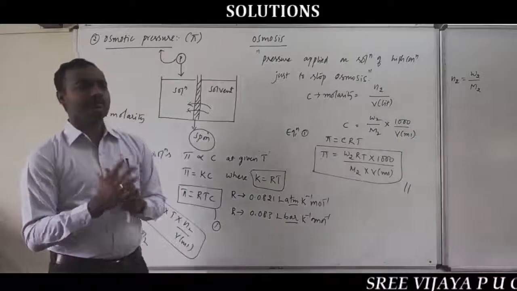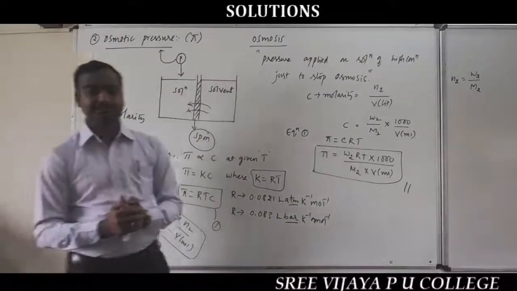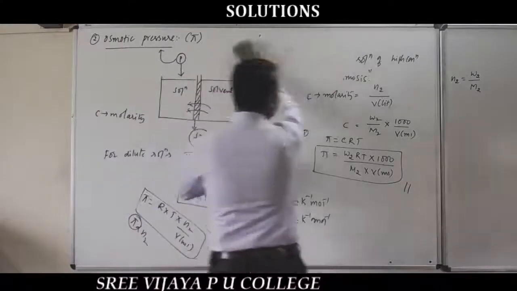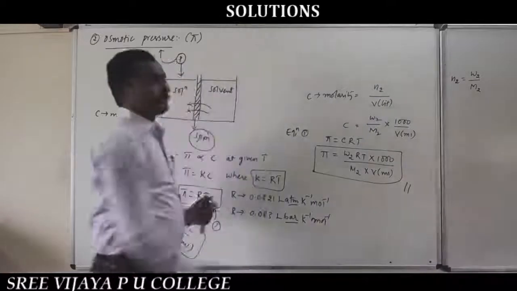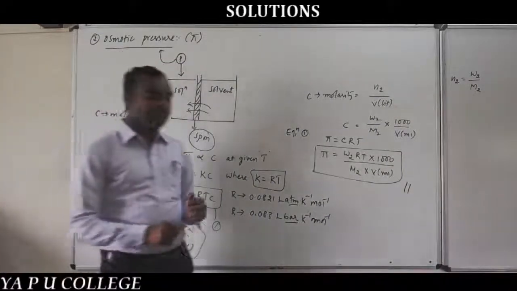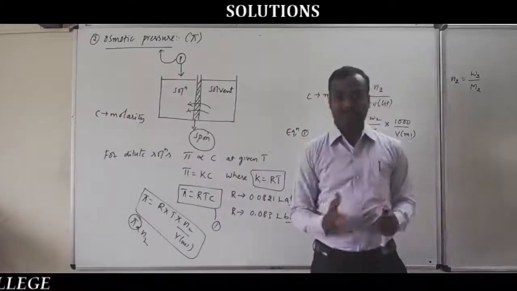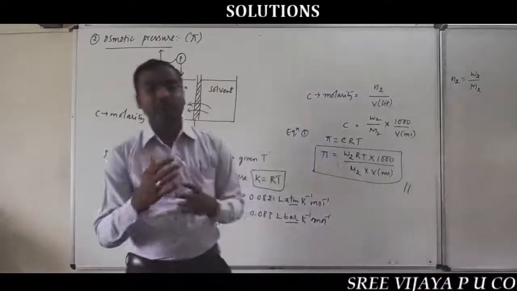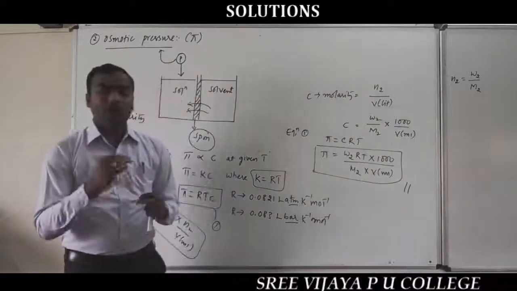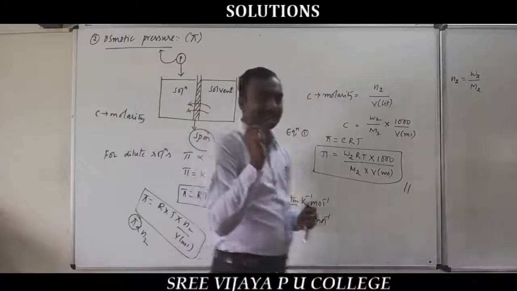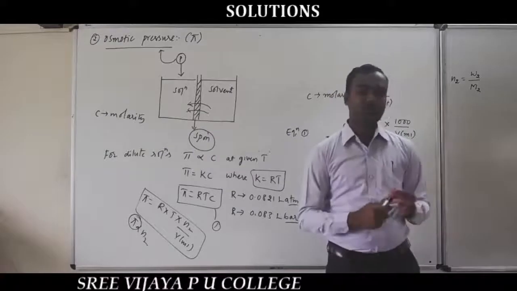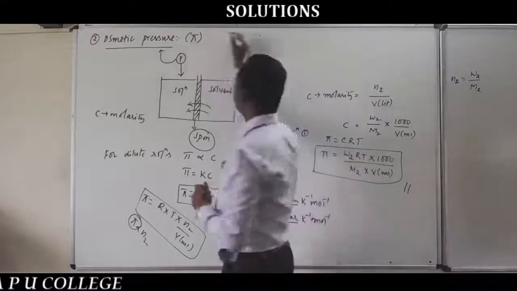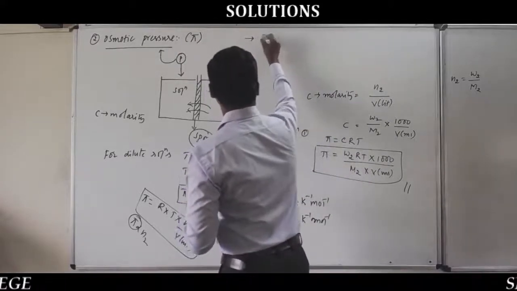And what is the importance of osmotic pressure measurement? It's very important. A question has come in competitive exams: the best method to find the molar masses of macromolecules like biomolecules, proteins, lipids or polymers, among the four colligative properties, which one is the better one? That is the competitive exam question. So the better method is the osmotic pressure method.